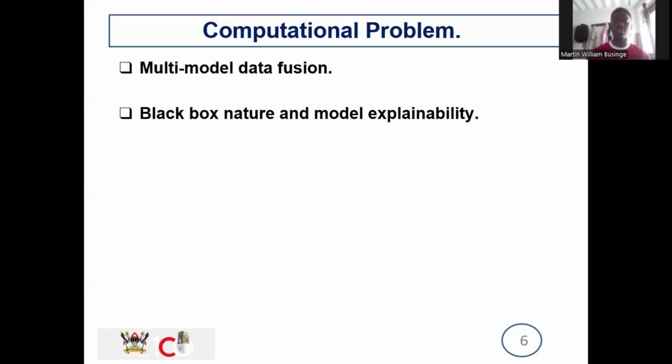And then secondly, the black box nature and the model explainability. Of course, most of these models that we use, we do not know how they work. So another computational problem that we want to solve is that we want to be able to understand the functionality of this model and be able to know what it bases on, which areas it places focus on, and what is most significant to this model when it is making the predictions. It is making the different predictions and what it bases on to determine that the disease is this or that, maybe early blight or late blight, or maybe that the crop is healthy, and then makes the recommendations.